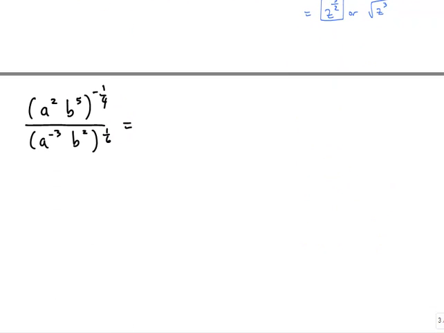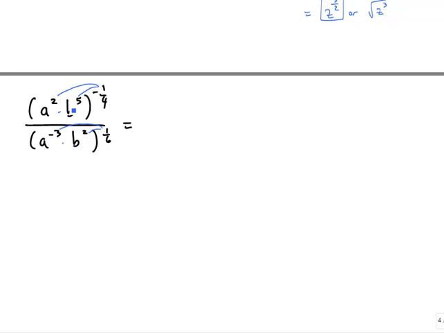Okay, last example of this type, we have just more complicated stuff going on. We also have parentheses. So the first thing you're going to want to do is probably get rid of those parentheses, and we do that by distributing our powers across these multiplications between the a's and the b's. So we're going to take this -1/4 and distribute it to the a's and the b's, and then we're going to take the 1/6 and distribute it across.